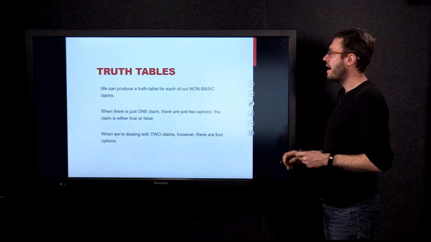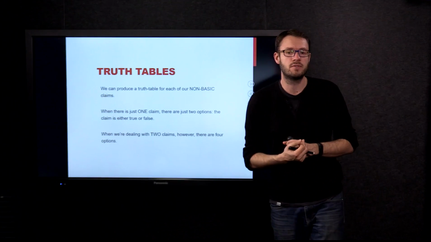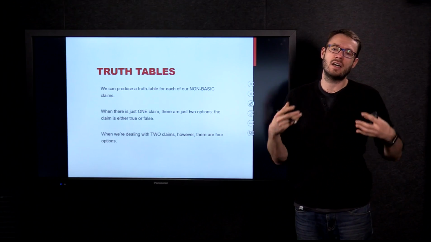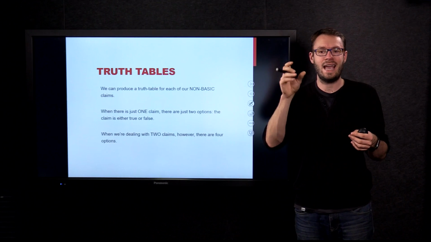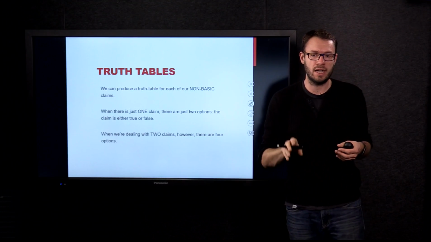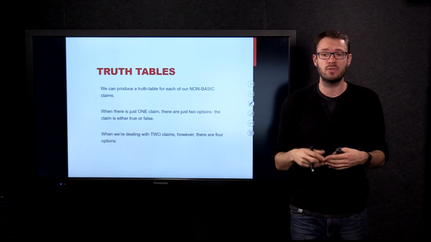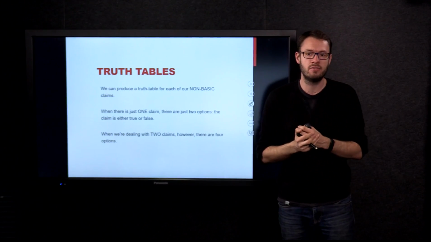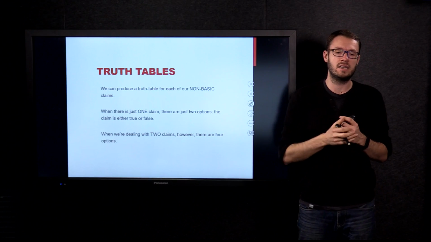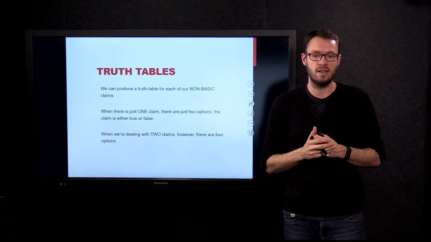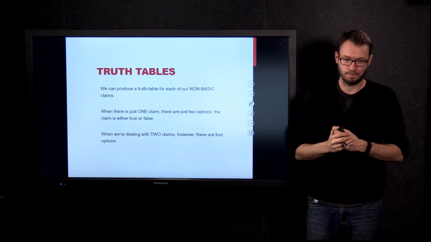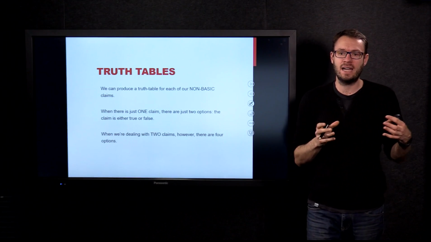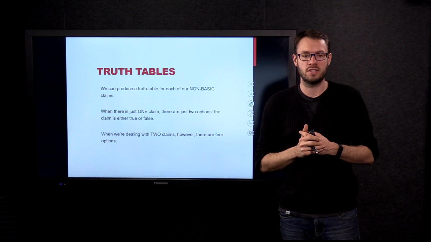Okay, now we can produce one of these truth tables for each of our non-basic claims. So for each of the connectives inside this propositional logic, whether we're using and or if-then or the bicondition or whatever, we can produce one of these truth tables. And by the end of this lecture, we'll have seen all of the different truth tables that you can have for these particular connectives that we're interested in inside our basic propositional logic. But before we have a look at these other truth tables, we have to step back a little bit and think about the notion of possibility.